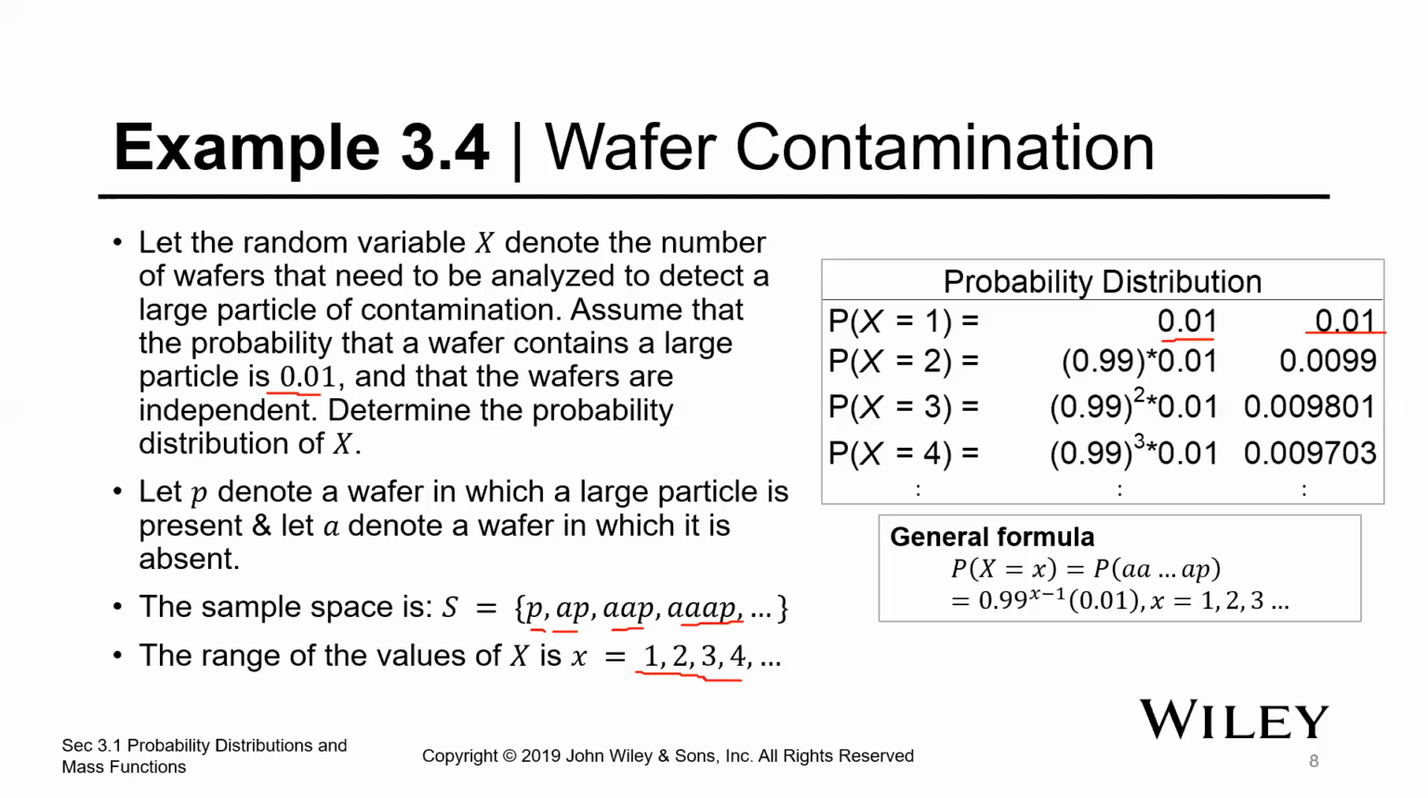So the next biggest one is at 0.0099, 0.009801, 0.009703. So it gets slightly smaller, and smaller, and smaller.